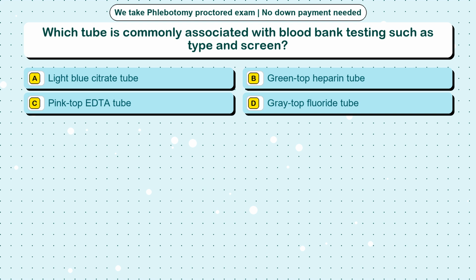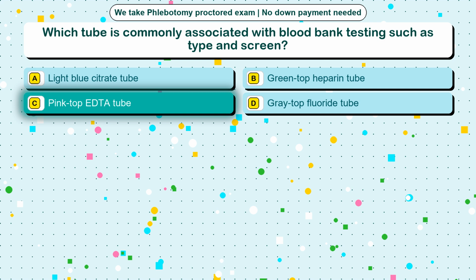Question 93. Which tube is commonly associated with blood bank testing such as type and screen? Option A, light blue citrate tube. Option B, green top heparin tube. Option C, pink top EDTA tube. Option D, gray top fluoride tube. The correct answer is option C, pink top EDTA tube.